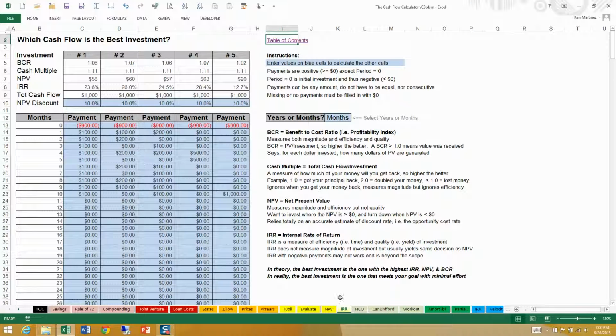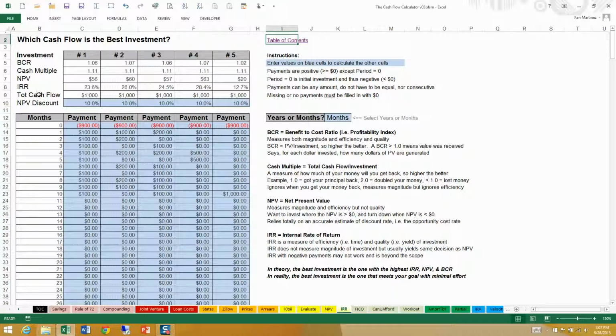The next tab is really a step up from that. You can analyze up to 5 payment streams. And for this example, I have 5 payment streams where the initial investment is $900, and then I have $1,000 spread out over the next 10 months in 5 different ways. So the question is, if you wanted to purchase one of these cash flows, what is the best one to purchase? What's the best yield? There are 5 different ways to look at it.